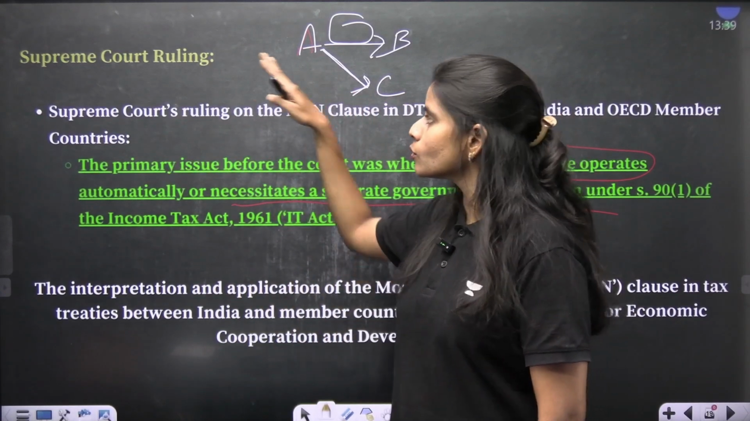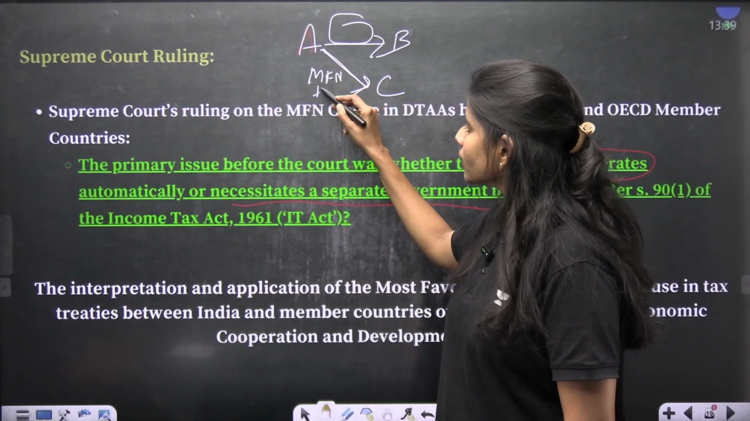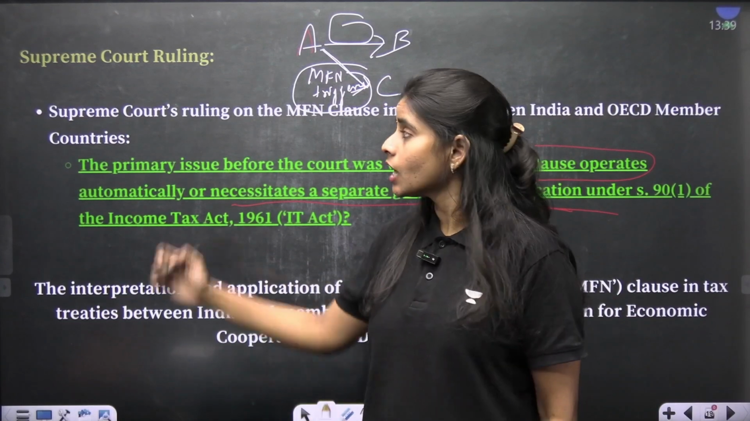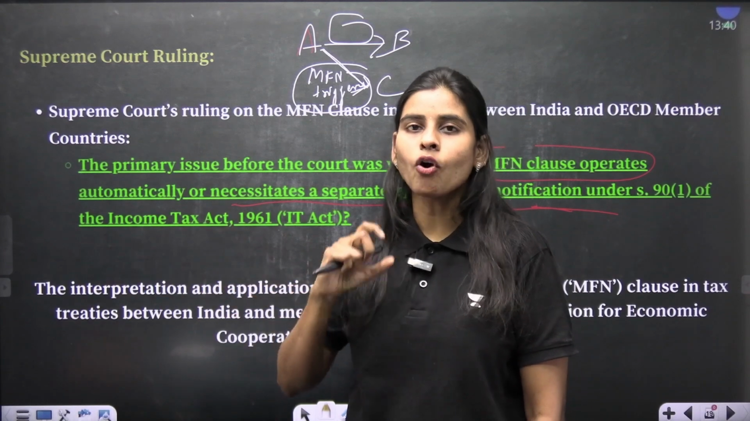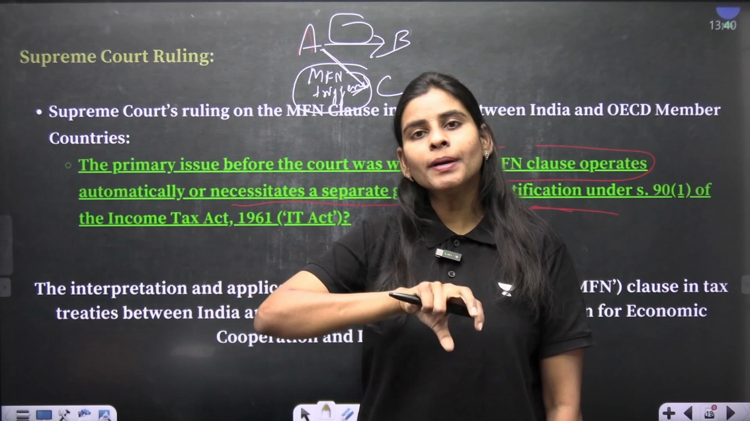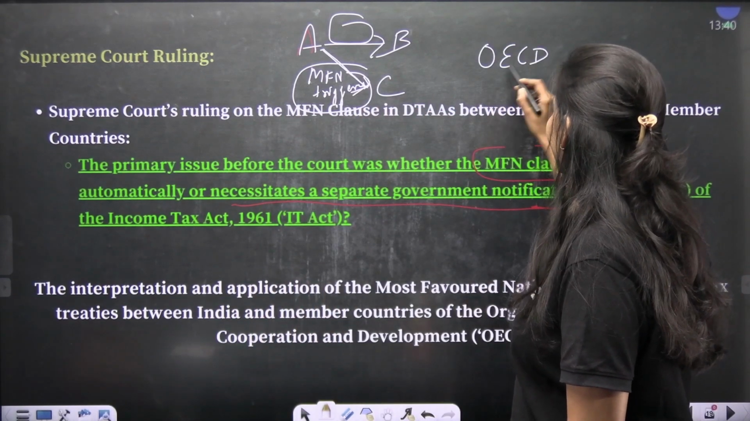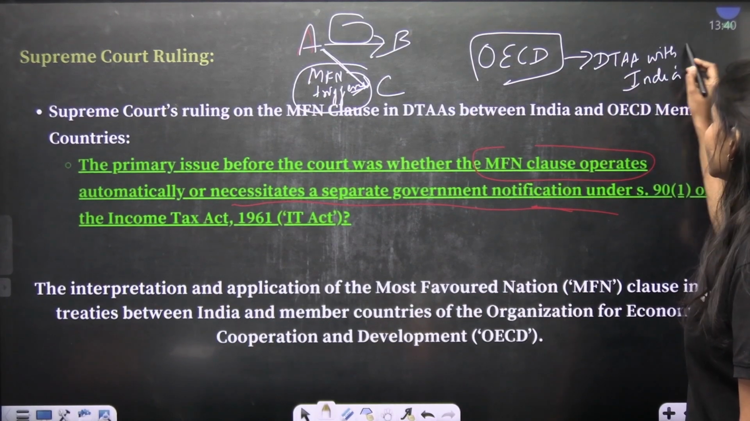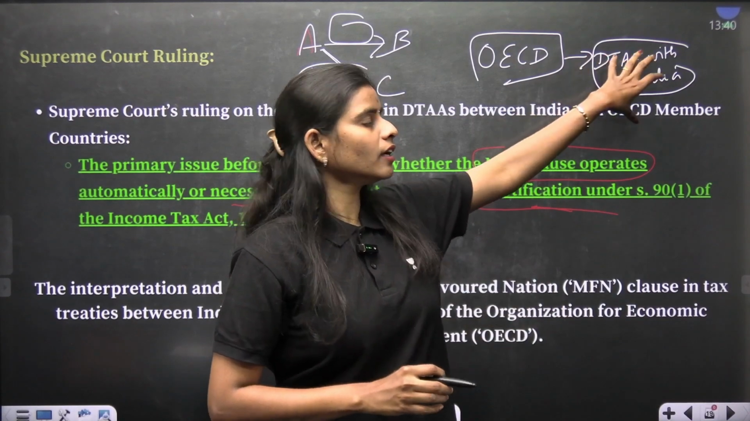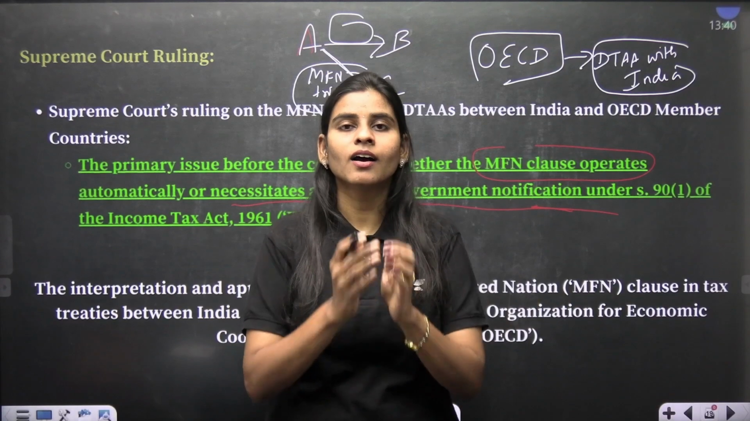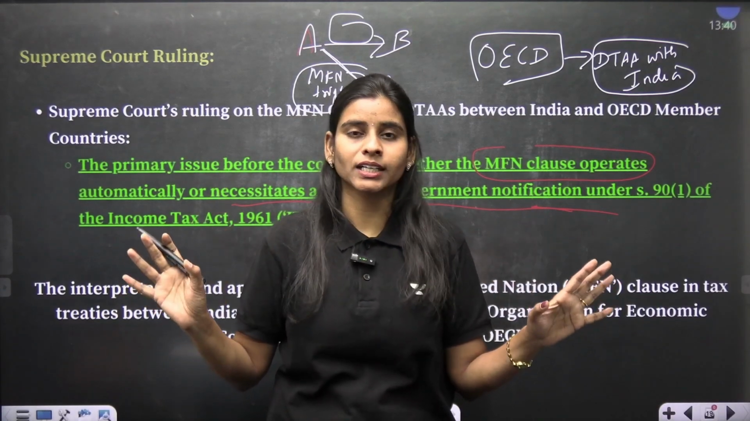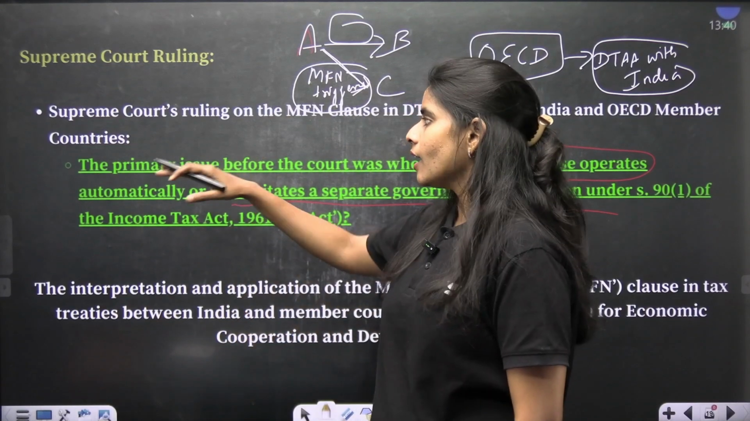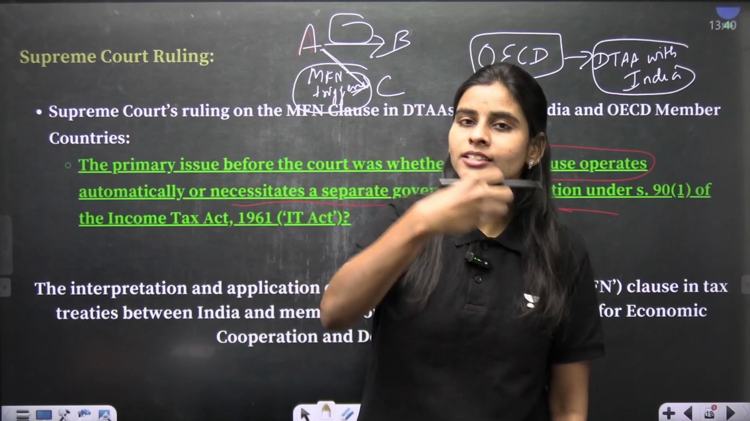So this is the question for which the Supreme Court stated that the MFN will not be triggered automatically to all the countries. The Delhi High Court stated that it will be triggered automatically, but the Supreme Court stated that it will not be, except for the countries which were members of OECD at the time of entering into the DTAA agreement with India. Only those countries will have the right to MFN getting triggered automatically. But for the countries which joined the agreement later, a special notification has to be issued under the Income Tax Act to extend this MFN clause, right?